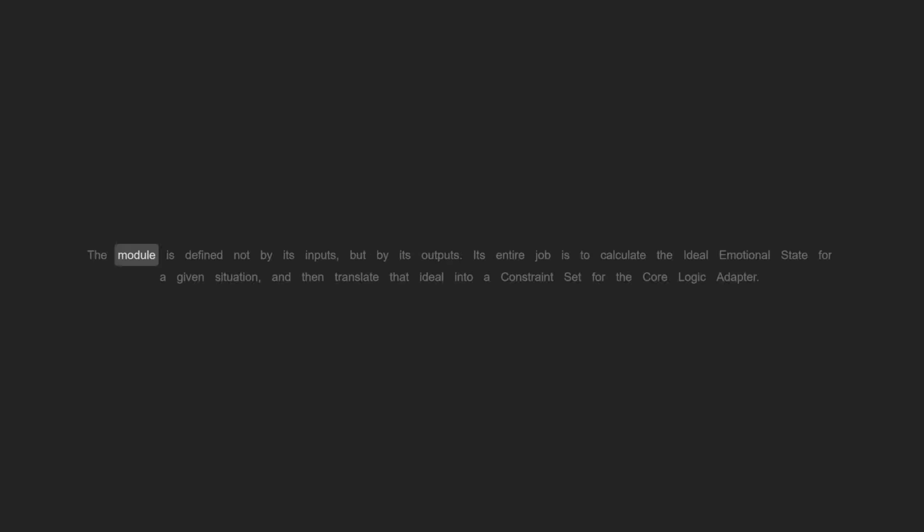The final module, the affective state engine, the emotional simulator. The module is defined not by its inputs, but by its outputs. Its entire job is to calculate the ideal emotional state for a given situation, and then translate that ideal into a constraint set for the core logic adapter. Learning from this, we should probably keep this in mind for all modules or mind zones in case it can be used for many of them.